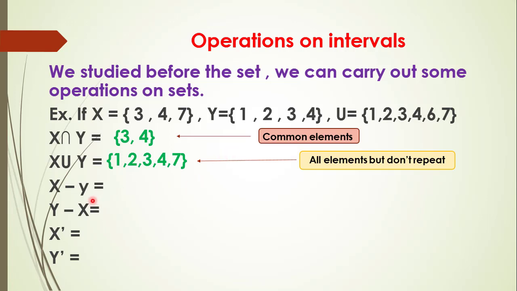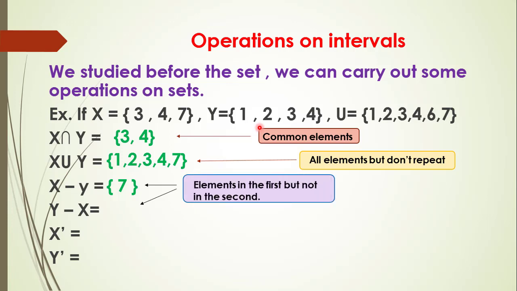X difference y means elements found in x but not in y. So I write 7. 7 is found in x but not in y. Okay, what about y minus x or y difference x? It means the elements found in y but not in x. So 1 and 2. So the difference means elements in the first but not in the second.